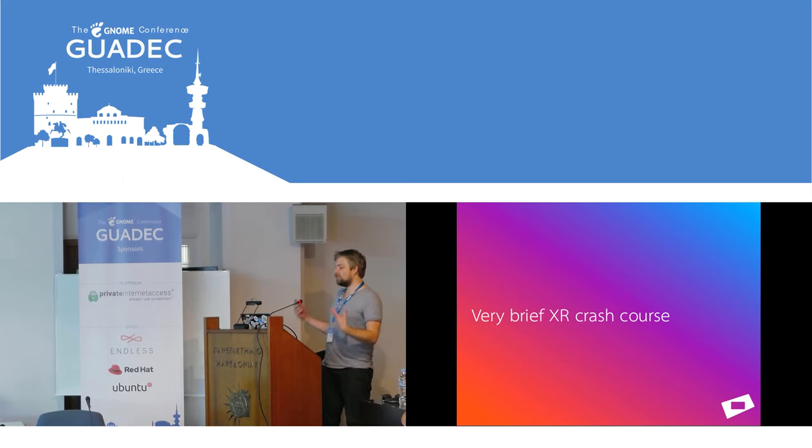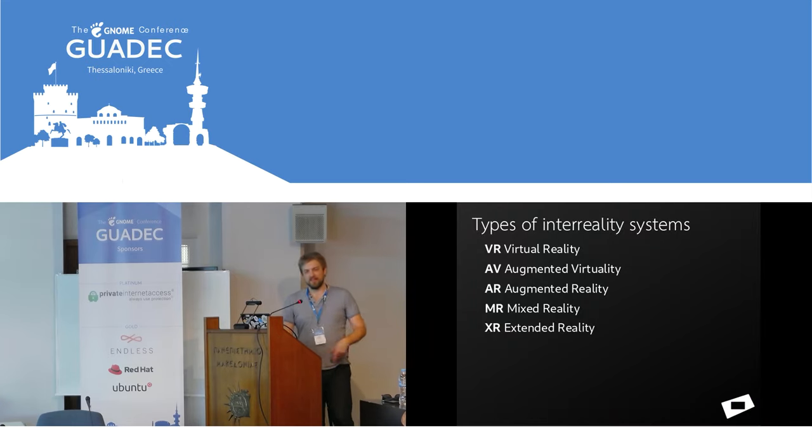The first question that you might have is, wasn't it called VR? Why is it called XR now? And that's pretty simple, because we have a couple of inter-reality systems. And VR is one of them, being full virtual reality, not having any elements of the real world at all. And on the other side of the spectrum, we have augmented reality, where you just have virtual elements in the real world. And between that, you can have things like augmented virtuality, which is not a popular term, but it's a term for having real elements in the virtual world.